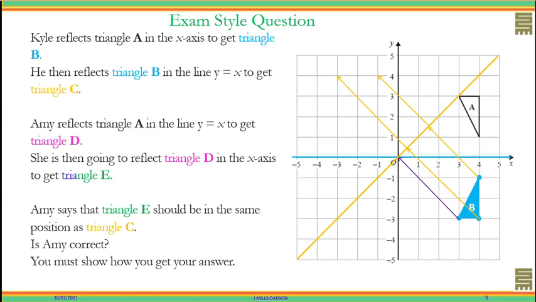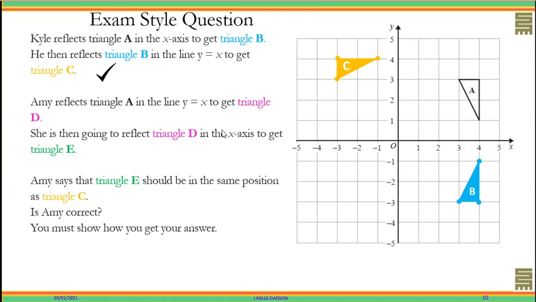And the last one. Okay, so this is the position of C for Kyle. We're going to do the process for Amy and compare E to C. Amy start with A and reflect in line y equals x. Okay. So we finish with Kyle, and this is the position. B and C is done.